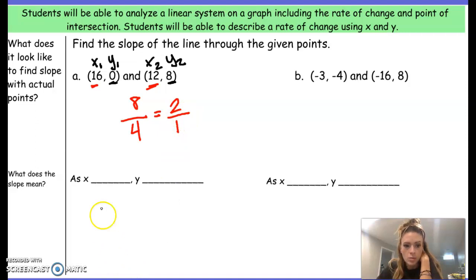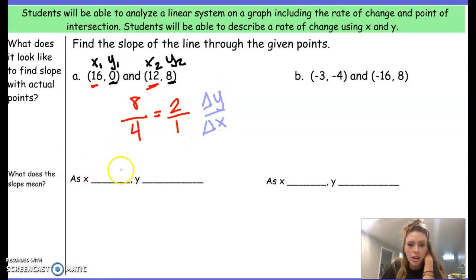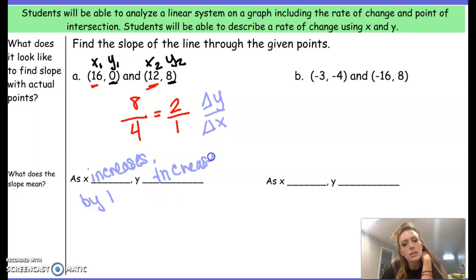Okay? So then we're going to write this in here again. Let me find a pretty color. Okay, as X does what? So remember, this is change of Y over change of X. Don't get that mixed up. So we're talking about X first. As X does what? Well, it's positive. So it's going to be as X increases by 1, Y increases, whoopsies, Y increases by 2. Okay, go ahead and pause the video, and then we're going to check in on B.